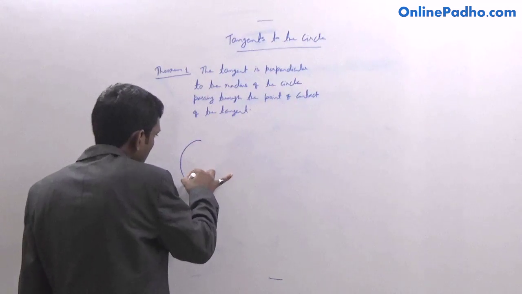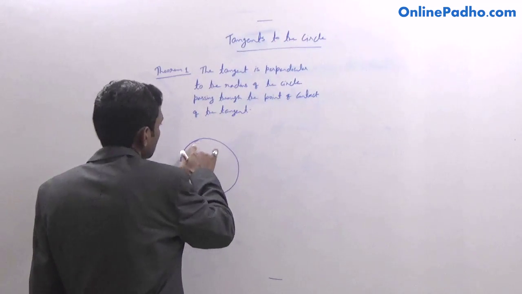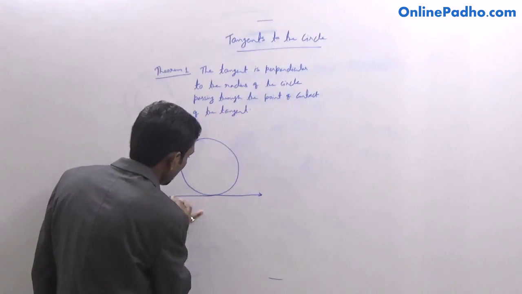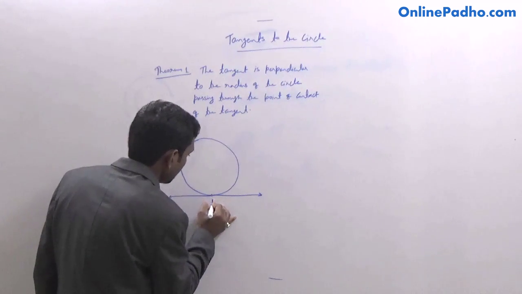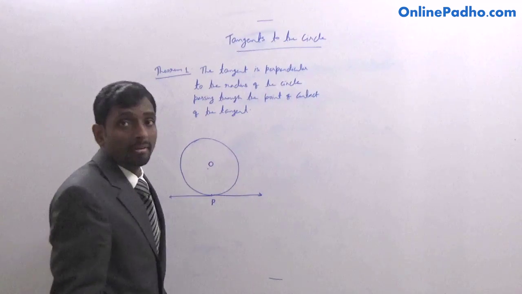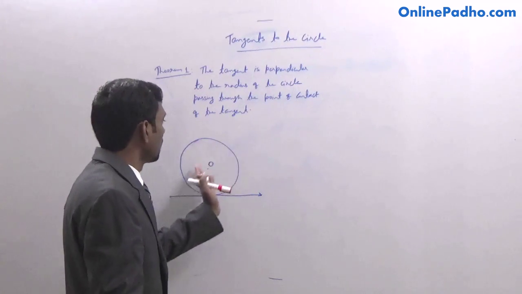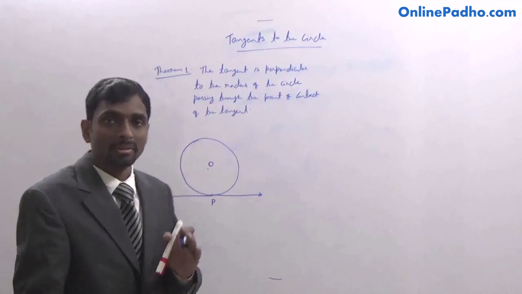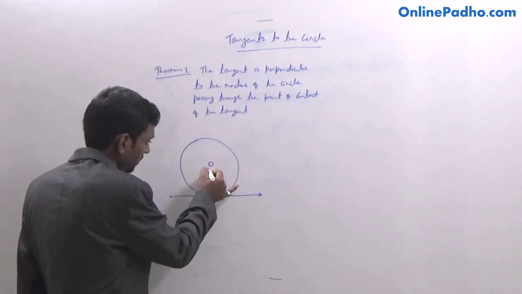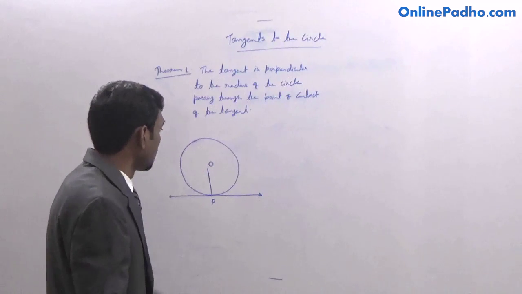We need to draw a circle here. This is a circle, and let's consider this is the point of contact P. Right? So here we considered a circle, and we are talking about the radius. There are infinite number of radii that can be drawn in this circle, but we are talking about the radius which passes through the point of contact, right? So we are talking about this line.